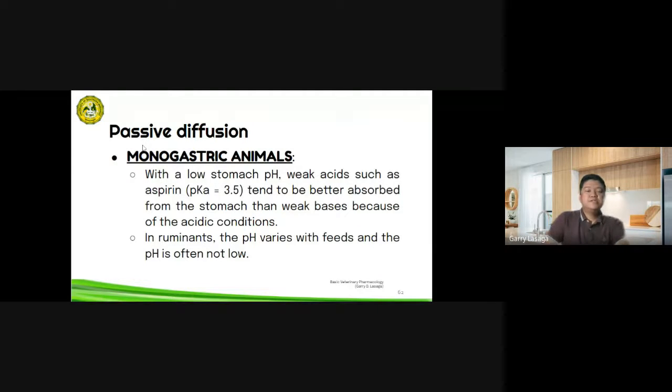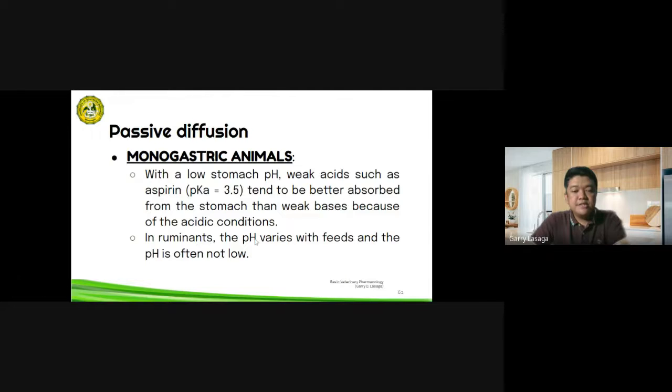So the pH of a particular compartment or the diffusion of a drug would also be influenced by, again, the pH. And for monogastric animals, of course, the pH in the stomach of a monogastric animal is different from the pH of the stomach of a ruminant. So for monogastric animals, since the monogastric animals has a low pH, weak acids such as aspirin with a pKa of 3.5 tend to be better absorbed from the stomach than weak bases because of the acidic conditions.